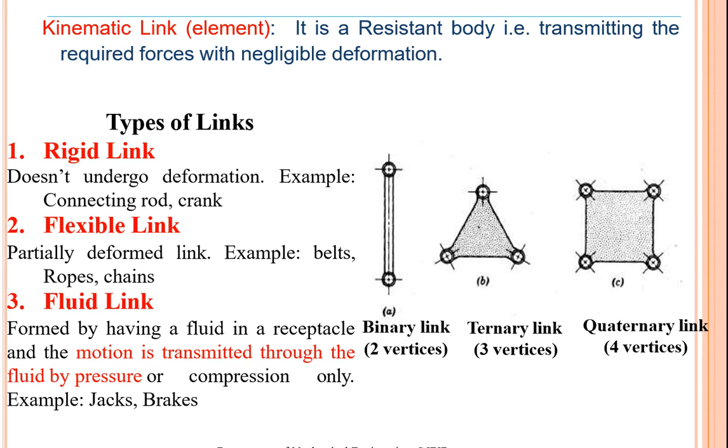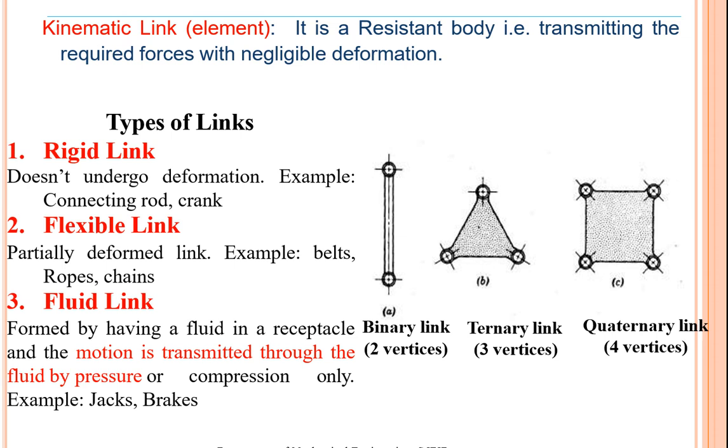So when you take a kinematic link, it is meant for transmitting the required force with negligible deformations. When you take different types of links as shown in the figure, there is binary link, ternary link, and quaternary link. Before going to the different types of links, first we'll know what a rigid link is. A rigid link is one which does not undergo deformation. So if you apply any load, it doesn't fail. An example is the connecting rod and the crankcase. If it's flexible, there will be partial deformation in the link.